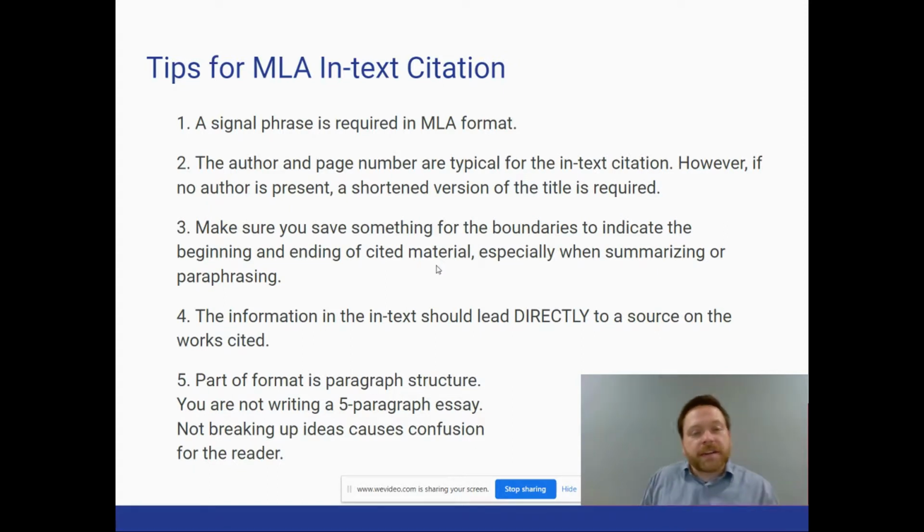Number 4 here, the information in the in-text should lead directly to a source on the works cited. So what this means is an in-text citation requires the author's name and a page number, right? Again, typically. So that author's name needs to be the hanging indent. And on a works cited page, MLA lays it out so there's that hanging indent. Everything's double spaced, and you've got that part that kind of sticks out. The part that sticks out should easily match with each in-text citation.